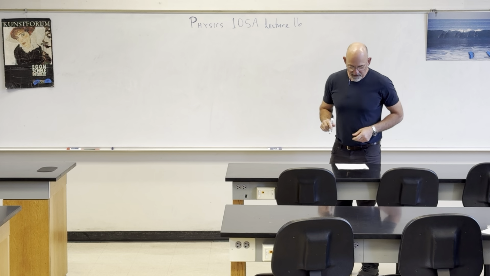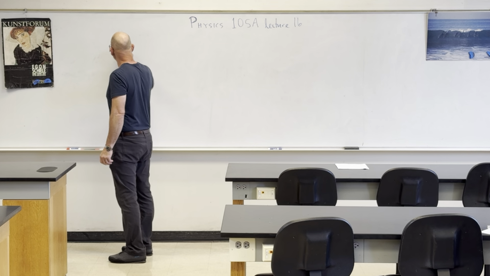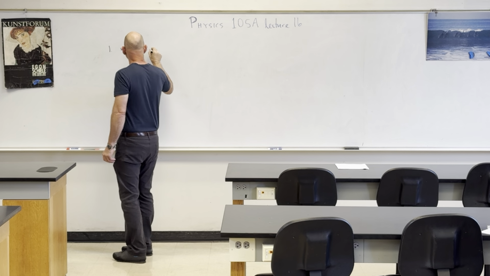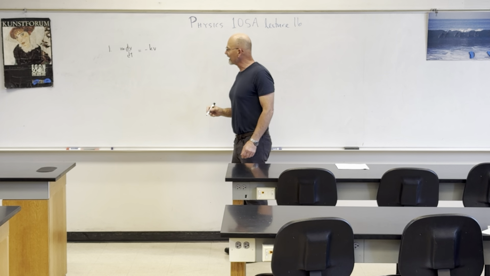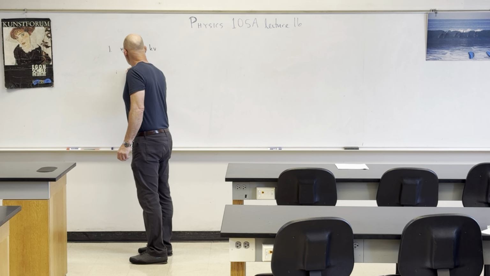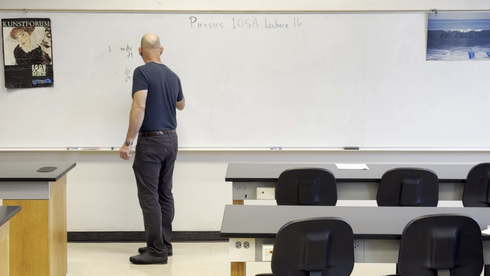So the first one, we have m dv/dt equals minus k times v. We want to integrate this thing up. So the first thing to do is your dv/dt equals minus k over m times v.